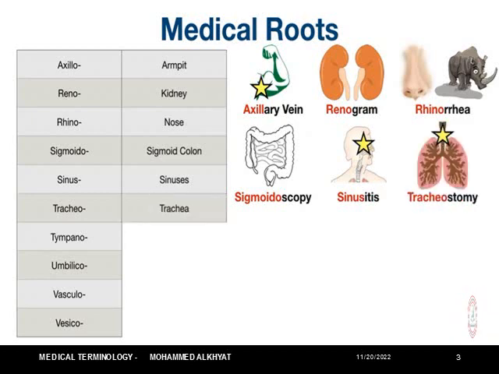The next root is tracheo, which means trachea. It's another simple one to remember because tracheo and trachea sound similar. An example medical term is tracheostomy, which is a surgical opening through the neck into the trachea to allow for passage of air. Next, we have tympano, which refers to the eardrum.